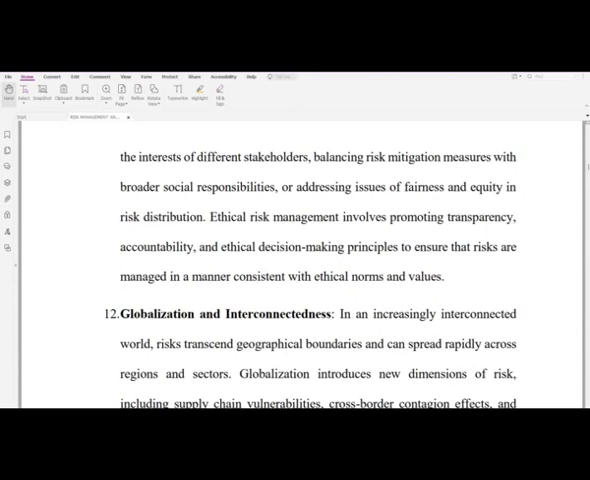Therefore, ethical risk management involves promoting transparency, accountability, and ethical decision-making principles to ensure that risks are managed in such a manner consistent with ethical norms and values.